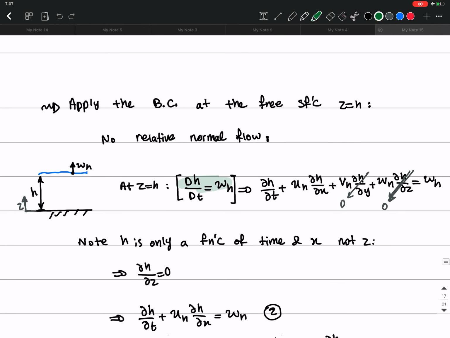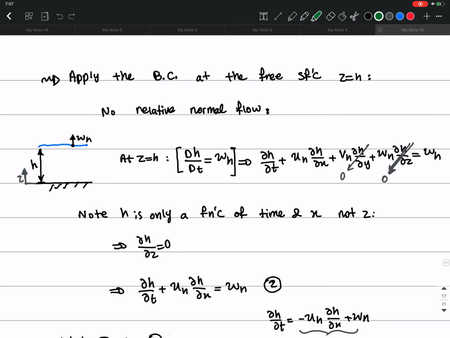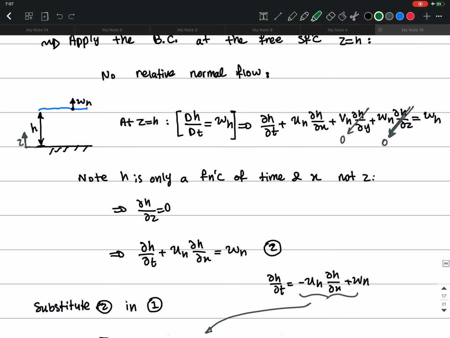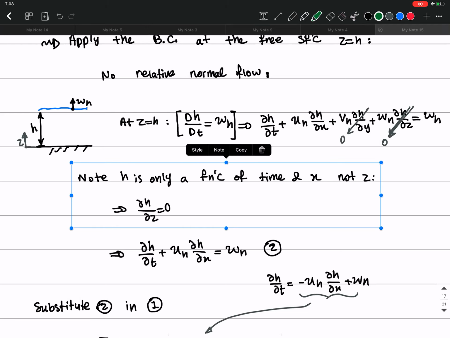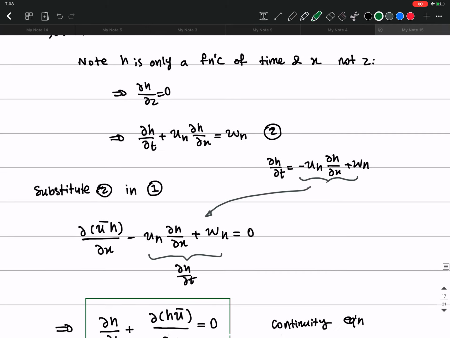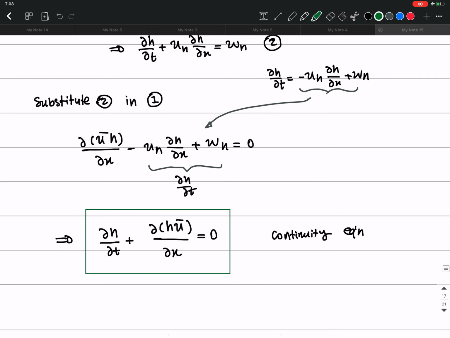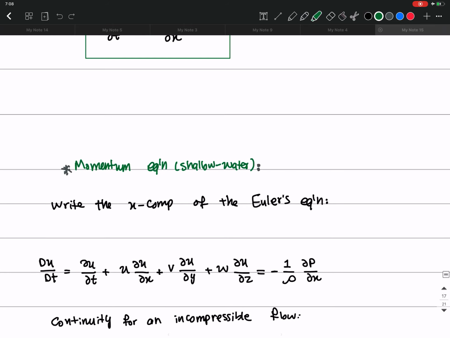which is this: the dh over dt is just w h, meaning w at h. So don't confuse it here. This means w at h. It doesn't mean partial w over partial h. Don't confuse it with that. And then, after doing all this algebra, we finally get to our continuity equation, which is shown here for shallow waters.